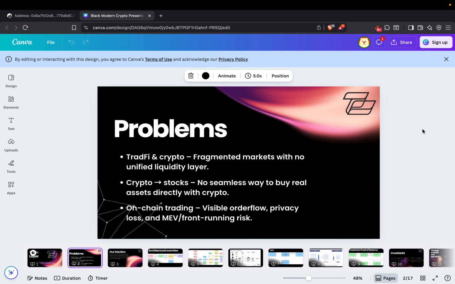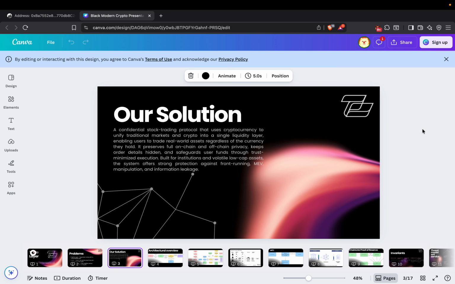As we know, in traditional finance and crypto, there are fragmented markets with no unified liquidity layer, and there is also no seamless way to buy real assets directly with crypto. Plus there is visible order flow, some kind of privacy loss, and also MEV and front-running risk.